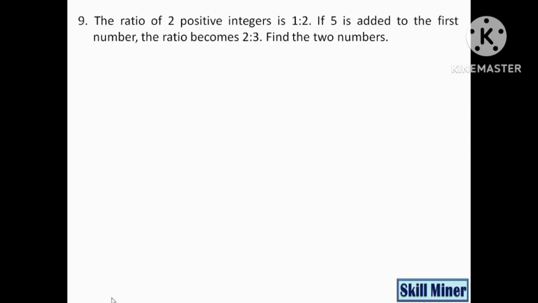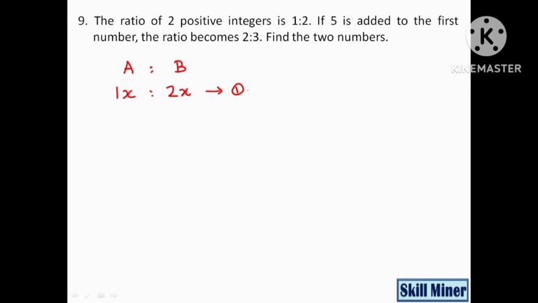The ratio of two positive integers is 1 is to 2. Let the positive integers be A and B. Okay, we can write their ratio as 1x is to 2x. This is the first condition. If 5 is added to the first number, the ratio becomes 2 is to 3.